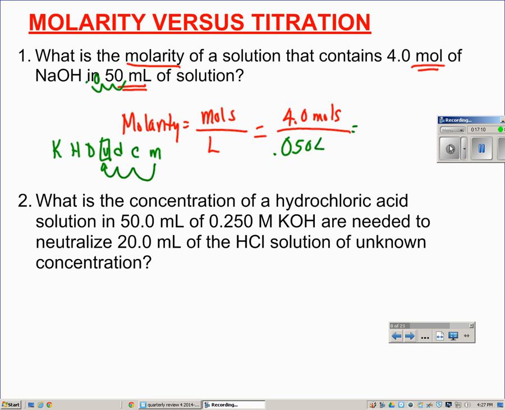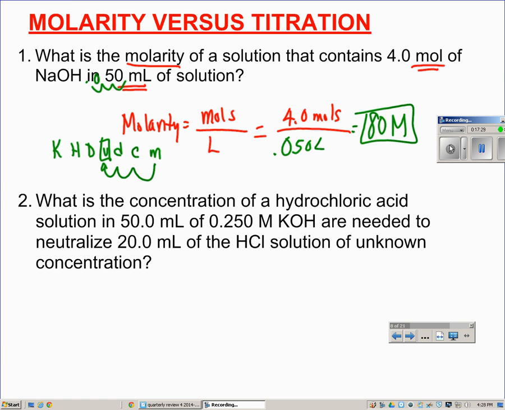Okay, I do the math, and everybody do the math. I get 4 divided by 0.05, and you get 80 molar. Okay, 4 divided by 0.05 gives you 80.